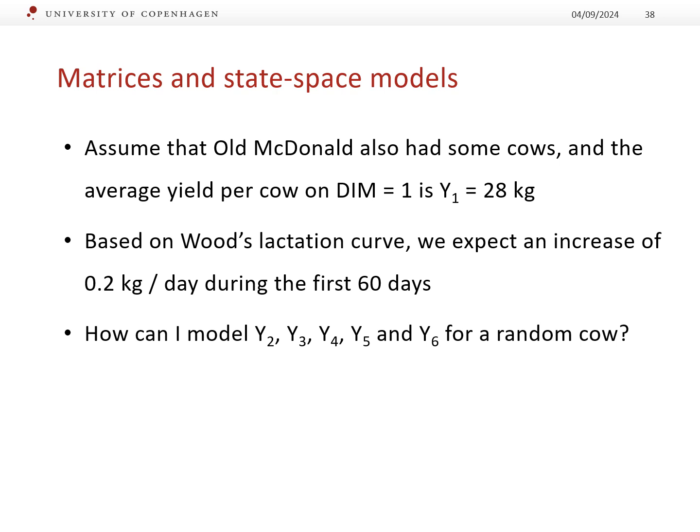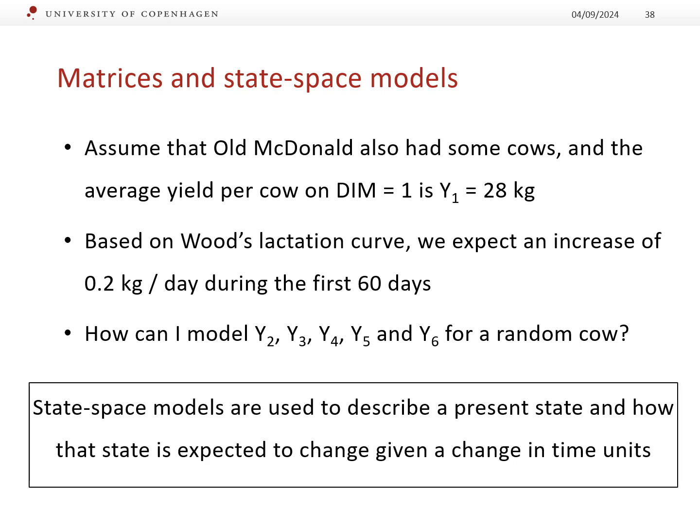Let's start by assuming that Old MacDonald also decided to get some dairy cows. So the average yield per cow on the first day in milking is 28 kilos. So we have here DIM, which means days in milking, and variable y for milk yield. And y1, therefore, is the yield on the first day in milking, the first day of lactation, on average in that herd. So based on Wood's lactation curve, we expect an increase of about 0.2 kilos per day during the first 60 days. With that information, how can I model the yield on the upcoming days for a random cow?